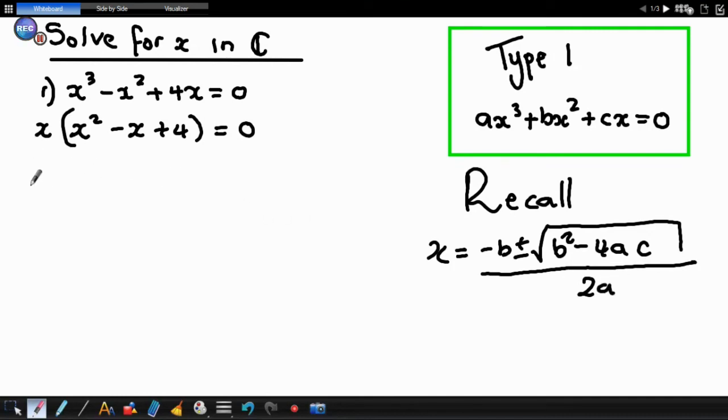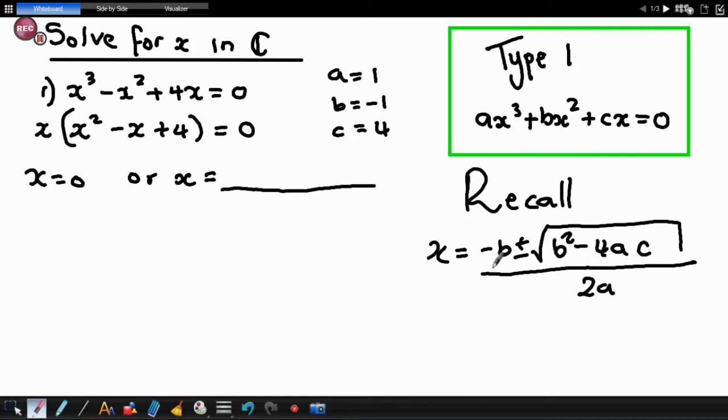Right, so here I can already see that x will be equal to 0 or x will be equal to... if I'm looking at this quadratic equation, I can see that my a is going to be 1, b is going to be negative 1, and c is going to be 4. So I go ahead and I substitute according to what I have here. So b is negative 1, so I have the negative, then negative 1 substituted there, plus or minus the square root of. We have to be careful when we are substituting here.